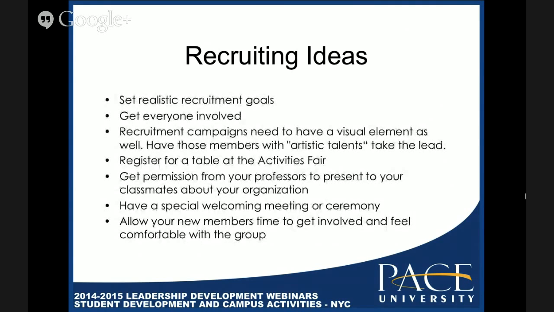Set realistic recruitment goals. Get everyone involved. Recruitment campaigns need to have a visual element as well. Have those members with artistic talents take the lead. Register for a table at the activities fair. Get permission from your professors to present to your classmates about your organization. Have a special welcoming meeting or ceremony. Allow your new members time to get involved and feel comfortable with the group.